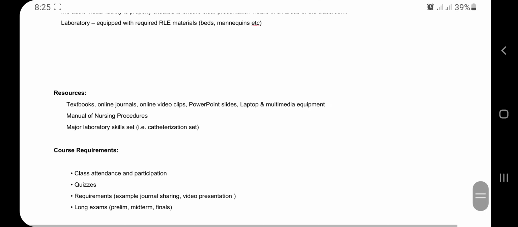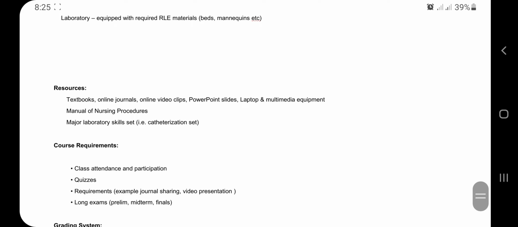Okay, so ano yung mga resources na gagamitin ko for our fundamentals of nursing? Malaking sources na gagamitin ko, libro, is yung kay Kozier. Okay? Yan yung malaking sources ko. We have the volume 1 and volume 2. So, we have also online journals, online video clips. Okay, we have manual of nursing procedures and major laboratory skills set.